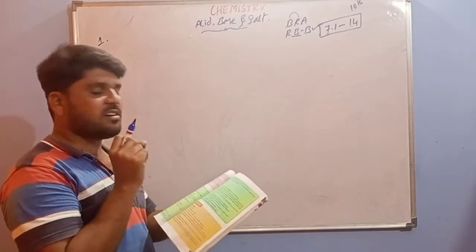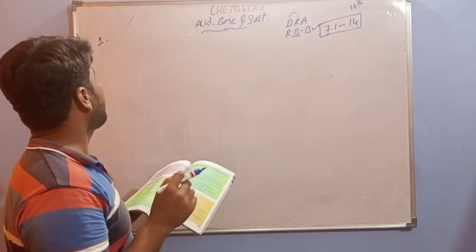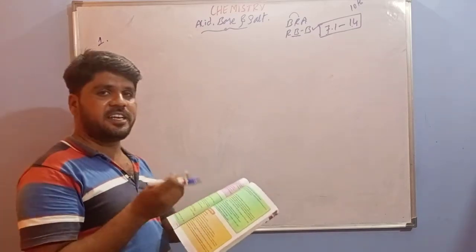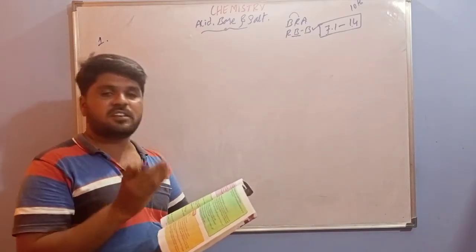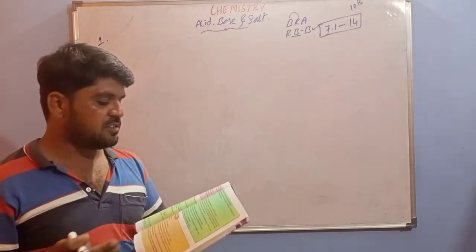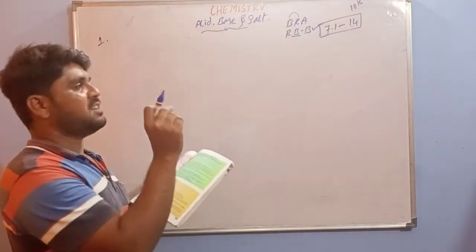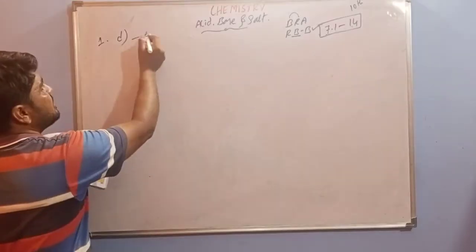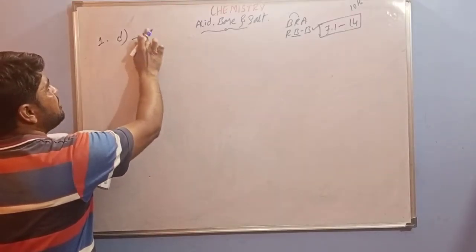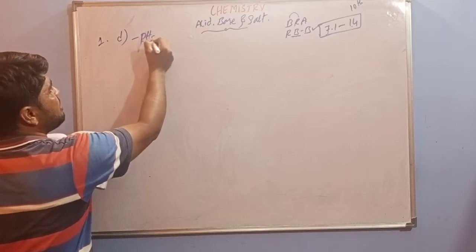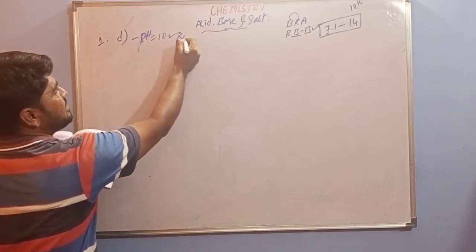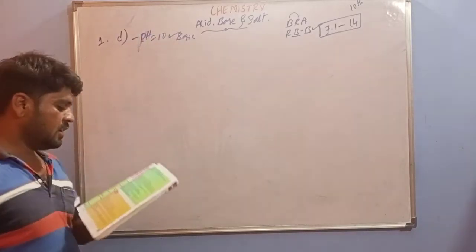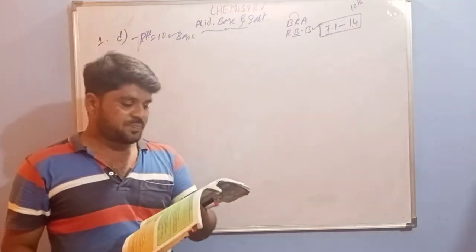So this is the correct answer. 10 is the correct answer. A, 1, is acidic, B, 4, is acidic, C, 5, is also acidic, 10 is basic. That's why the correct answer is D. D, 10. pH value is 10, so basic. Okay.